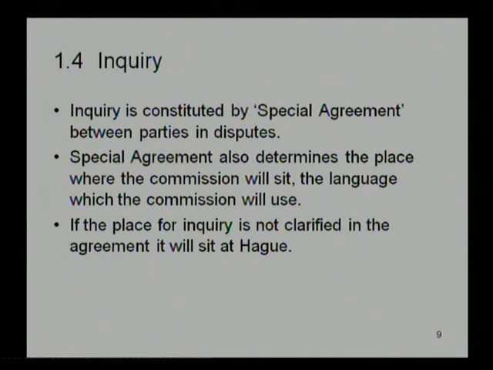As I said, if the agreement is not present before the dispute arises, then the special agreement will be constituted by the disputant states. This special agreement will provide for the place where the commission will sit and the language which the commission will use. Friends, in international law it is not compulsory to follow the language as declared by the United Nations Organization. All the different member states have their own national language. As per our India, it is Rashtra Bhasha Hindi. It may be different in other states.